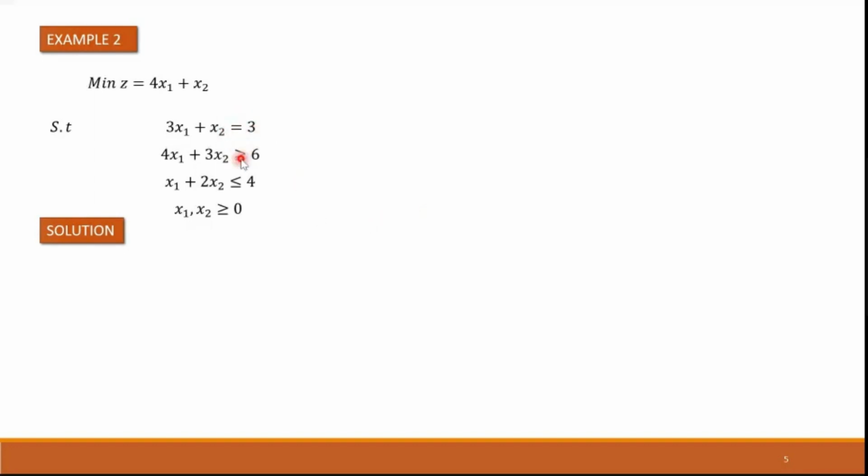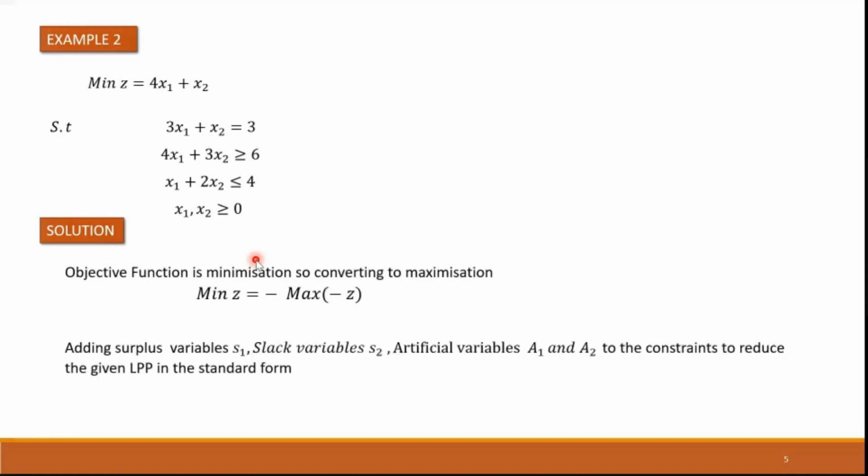So here two artificial variables will come, one we take as a1, this one we take as a2, then surplus variable s1, slack variable s2. So we have a1, a2, s1 and s2. So adding these variables, here a1 will come, here the surplus variable minus s1 will come, then a2 will come, here s2 will come, and then converting minimization to maximization. Again, we don't take this minus sign into consideration while solving the problem. We take only maximization of minus z.